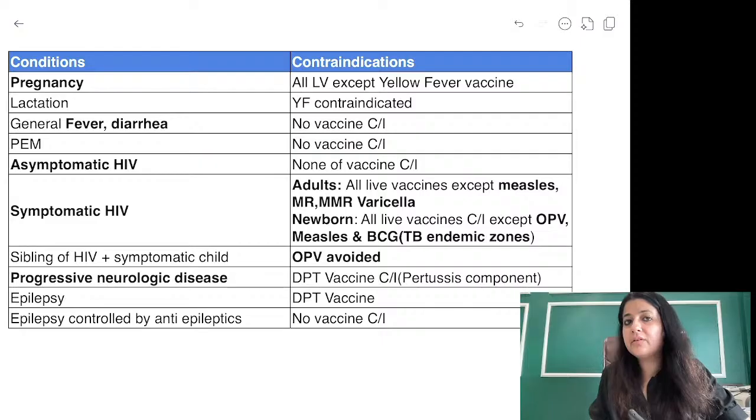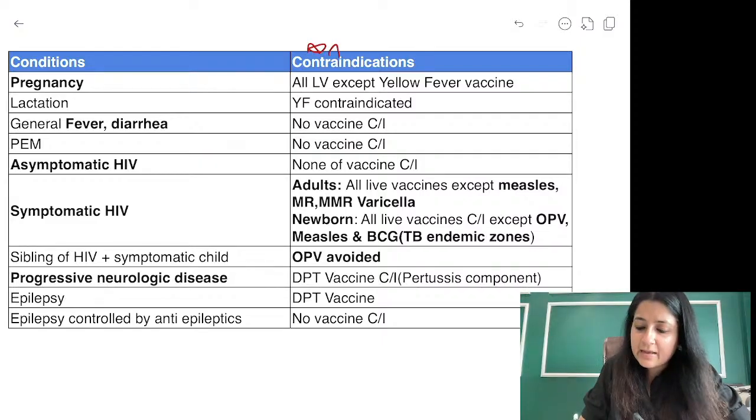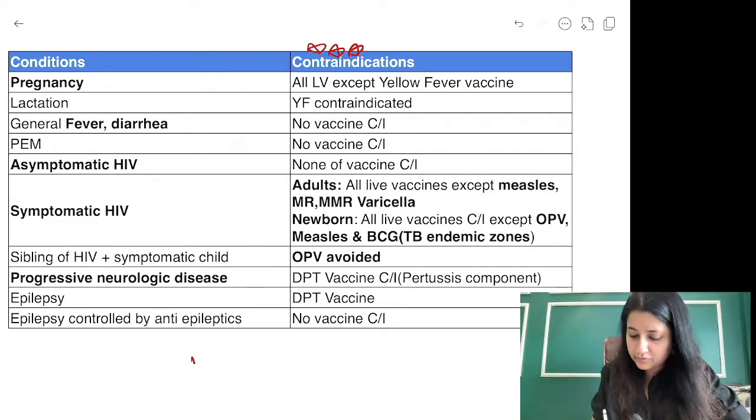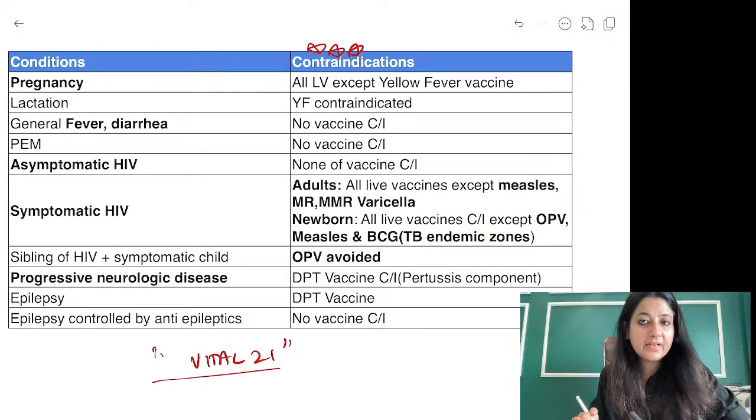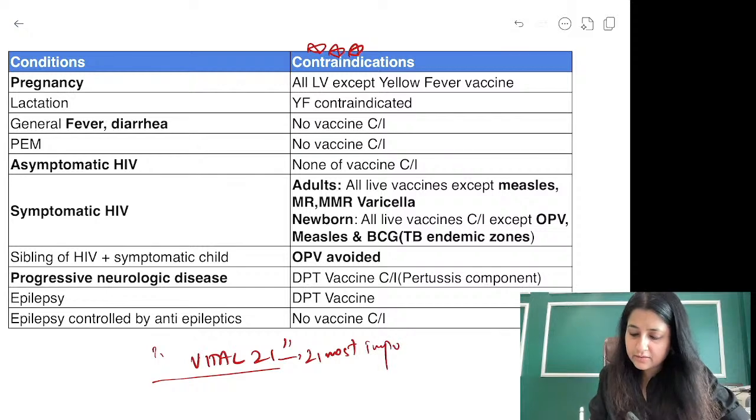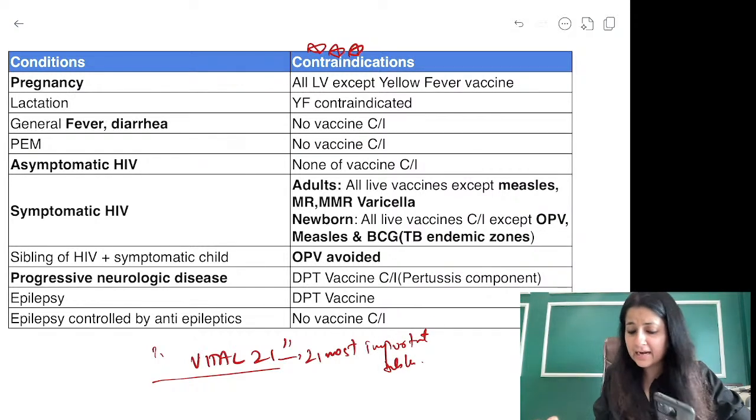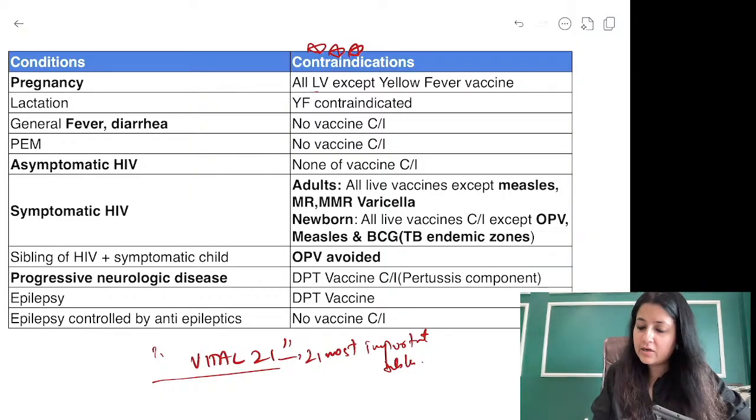This is a chart, you can go through this later guys. I am running a series on Instagram which is known as the Vital 21 guys. I am giving out 21 days, I'm giving out 21 most important tables, alright. So all these tables are a part of that session, you can go through it. And you can see pregnancy all live vaccine contraindicated except yellow fever. Lactation yellow fever contraindicated. General किसी को fever डायरिया है या बच्चा PEM का है, कोई वैक्सीन contraindicated नहीं है.